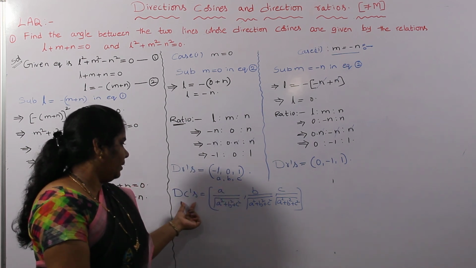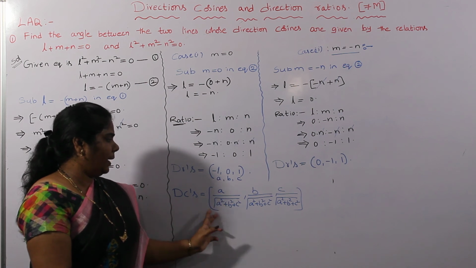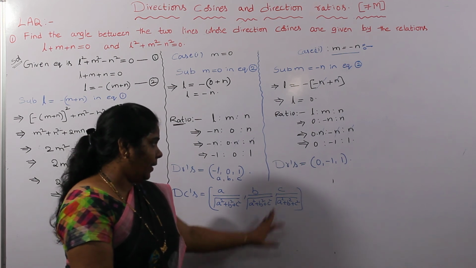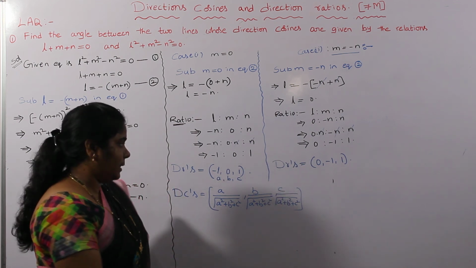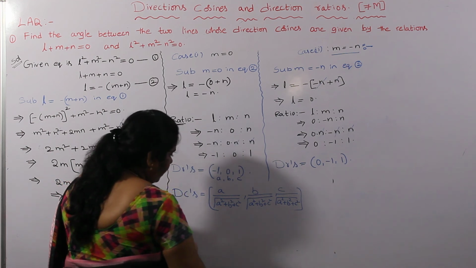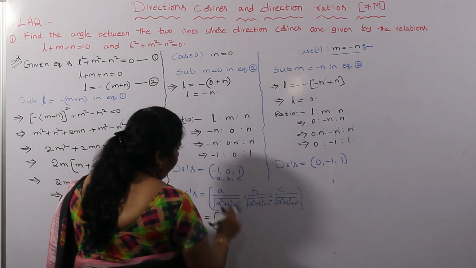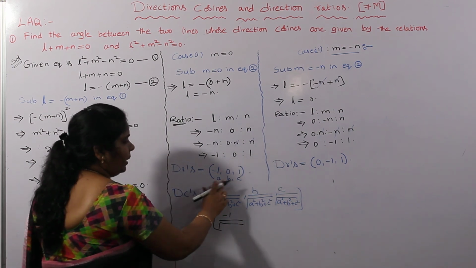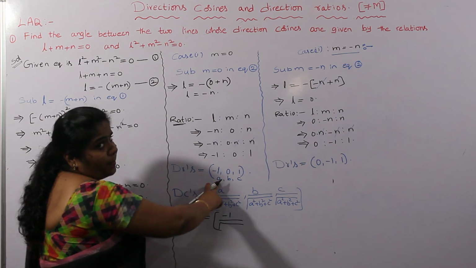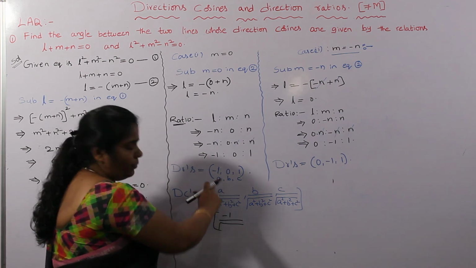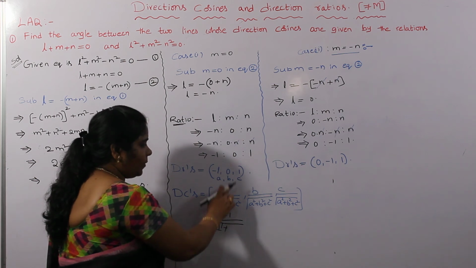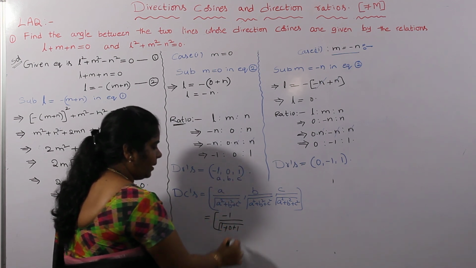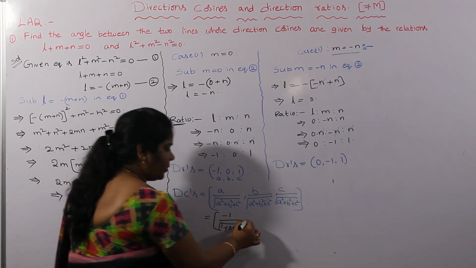When DRs are given, find DCs. The formula is a by root over a square plus b square plus c square, b by root over a square plus b square plus c square, c by root over a square plus b square plus c square. Apply this formula. a is equal to minus 1. Minus 1 by root over a square plus b square plus c square. a square is minus 1 whole square, which is 1 only. 1 plus b square, b square is 0 square, which is 0, plus c square, c square is 1 square, that is 1. This is the way we get minus 1 by root 2.